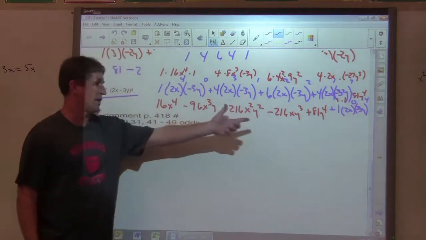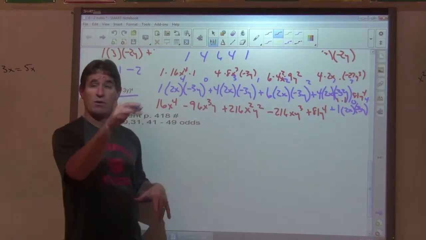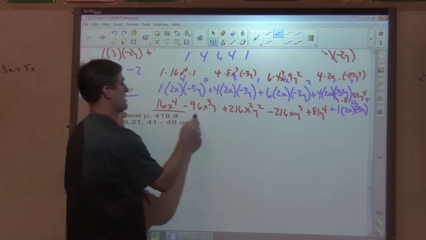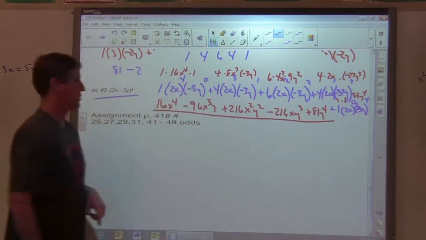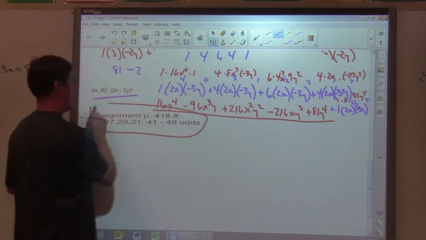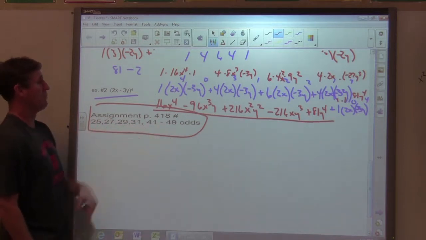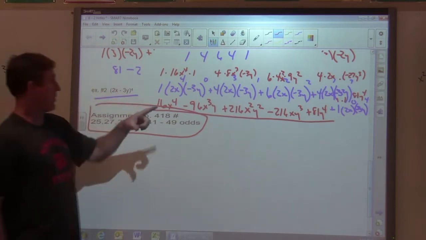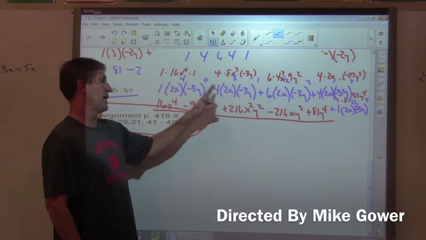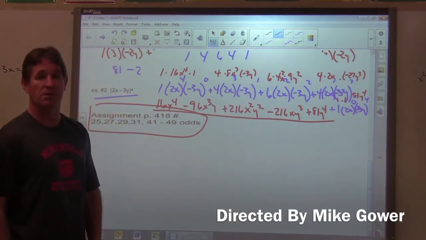So no matter which way you did it, you should end up with this. Your terms may be in a different order if you expanded it by just distributing, but you should get this as the answer if my multiplication is correct. So that's the process. This is your assignment. Page 418, numbers 25, 27, 29, 31, and then 41 to 49, the odds. The one thing to notice on this, when you have a negative, it should alternate back and forth between positive and negative as you go through the problem. So a good thing to keep track of as you go through. So hopefully this helps, and good luck.